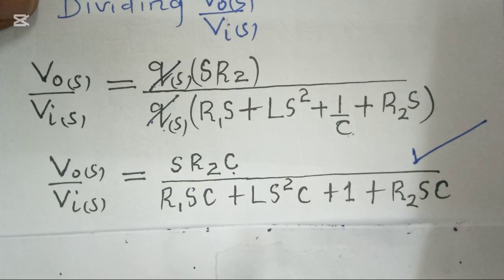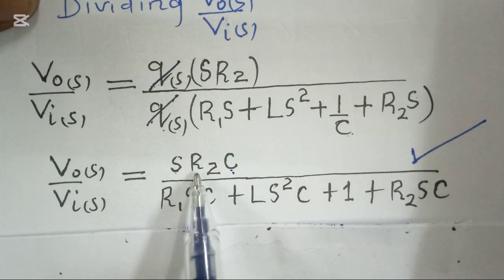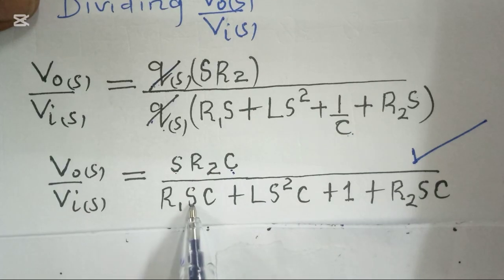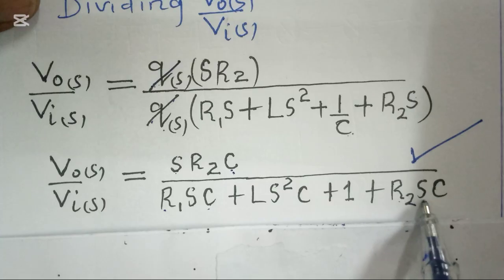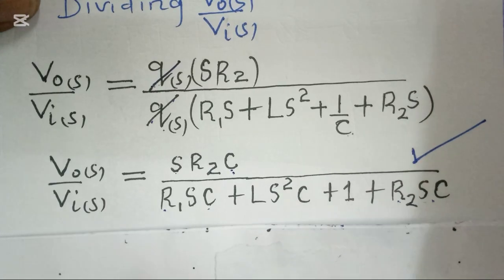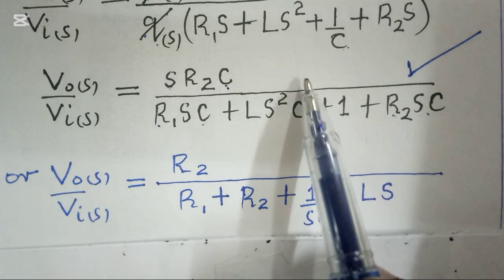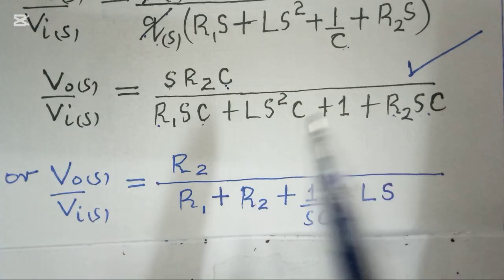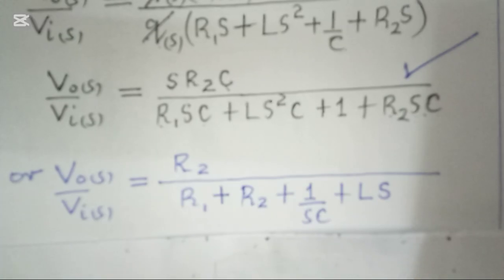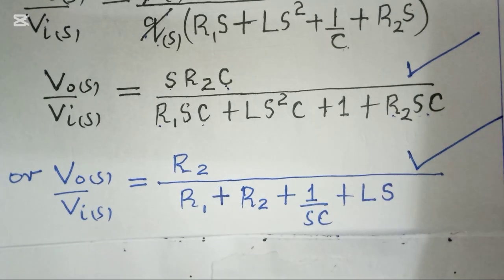But we can also divide every term of this by SC so that we are left with the R2 here. SC we divide, we are left with R1. The same case with R2, we divide by SC, we are left with R2. But this is what now happens. This is now what we get if we divide both sides by SC. So if we divide by SC both sides, we will get this solution. And so this is also another good solution for us.